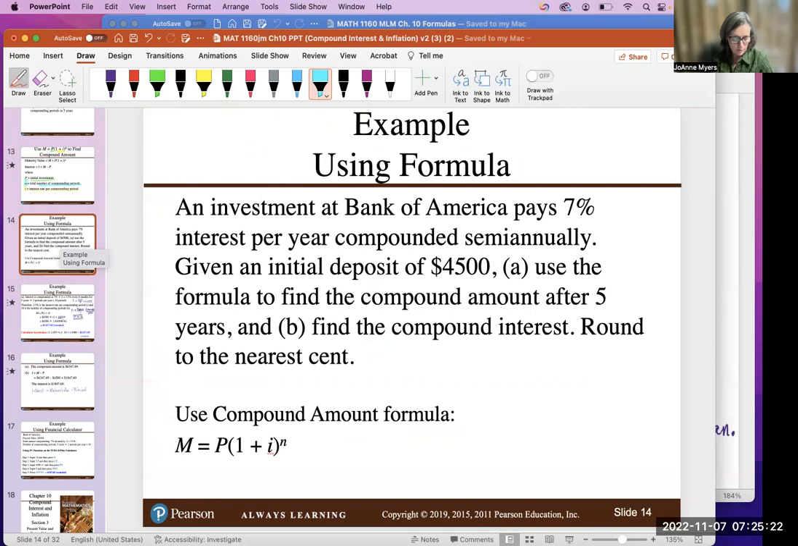Okay, bank formula. An investment at Bank of America pays 7% interest per year, compounded semi-annually. Given an initial deposit of $4,500, A, use the formula to find the compound amount after 5 years, and B, find the compound interest, rounded to the nearest cent. Semi-annually, that means twice per year.